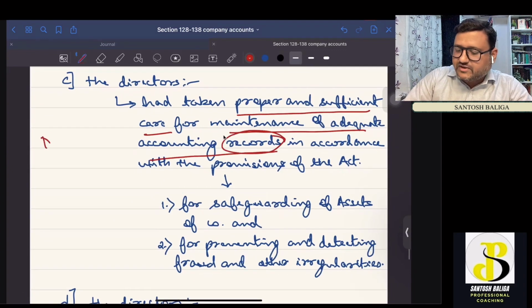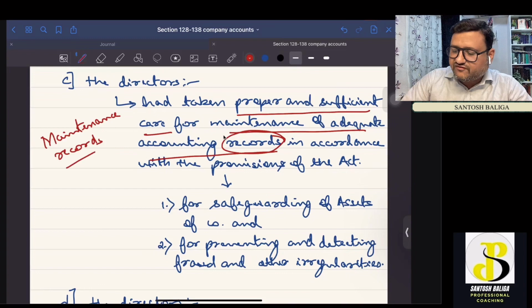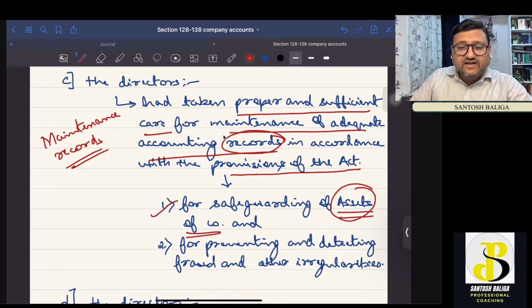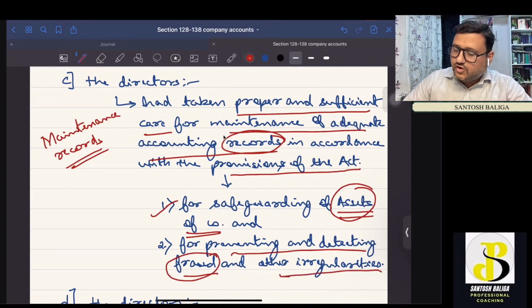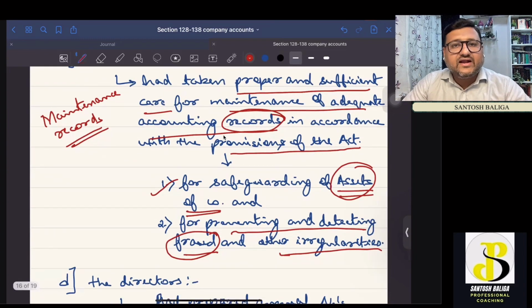So this point speaks about what? It speaks about maintenance of records. So proper and adequate, or you can say sufficient care has been taken by the directors in accordance with the provisions of the Act for safeguarding the assets of the company and for preventing and detecting any fraud or any other irregularities. So the records are maintained in such a manner that is specified by the provisions of the Act.